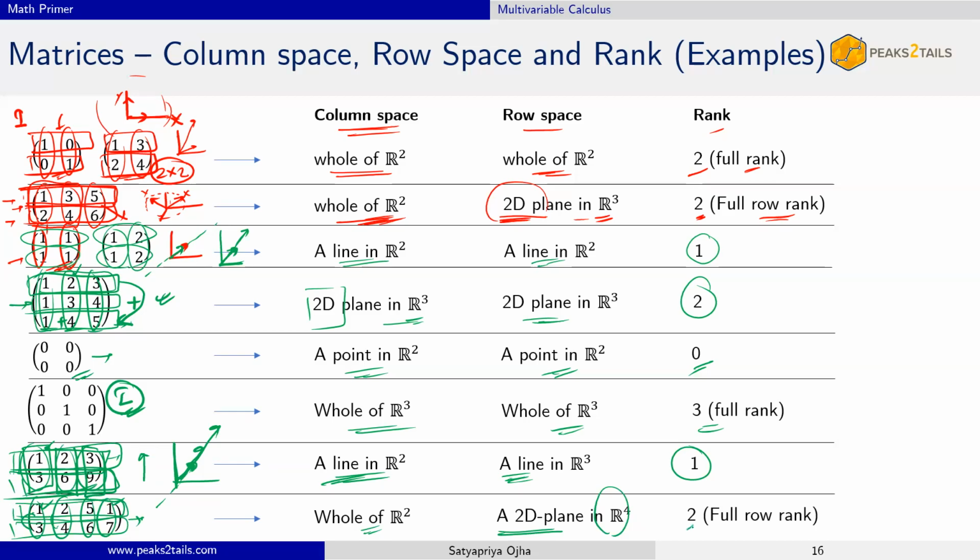Okay. And rank would be 2, because the highest rank from the column space is also 2D, and from the row space is also 2D. So the overall rank is 2. It's a full row rank because with two row vectors, I can maximum get a 2D plane, and I got that. So it's a full row rank. But with four column vectors, I should ideally generate a four-dimensional space. I could not. I only generated a two-dimensional space.